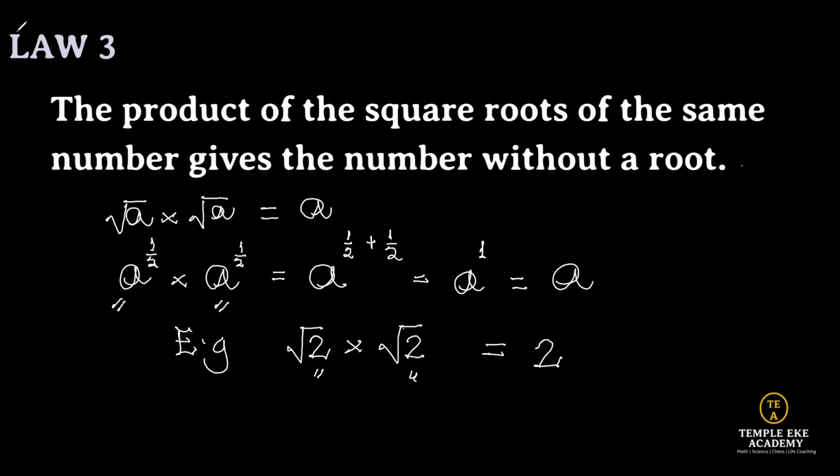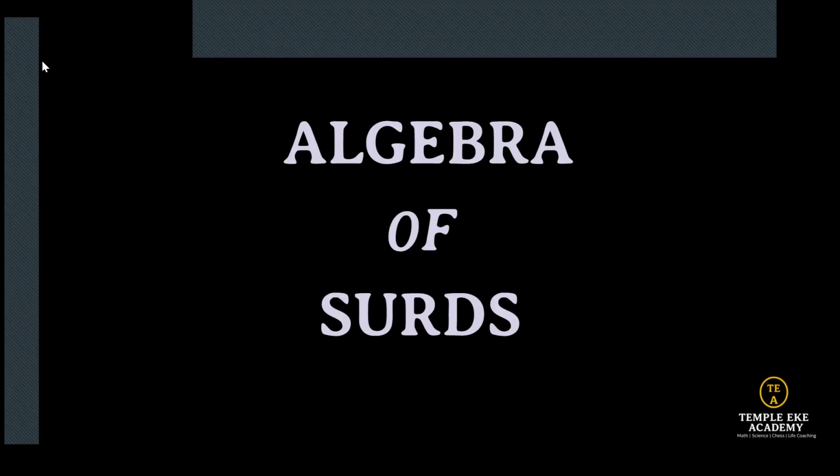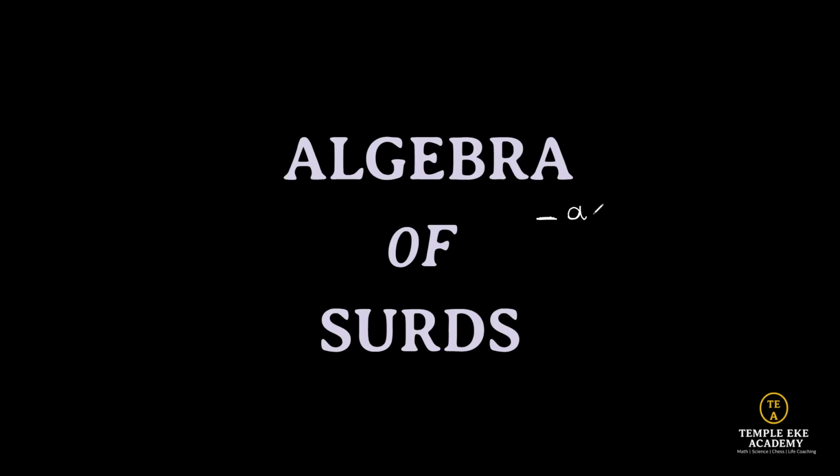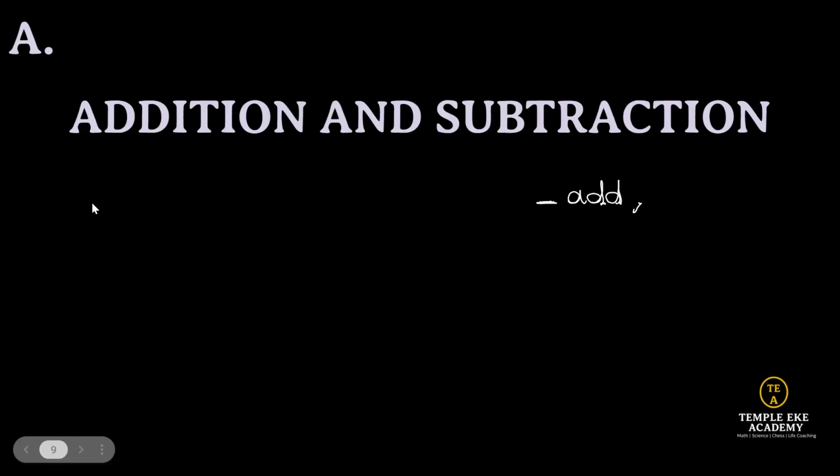Let us go ahead now and consider some illustrative calculations on how to apply these laws, specifically the algebra of surds. In the algebra of surds, we are looking at how surds interact, and we're going to follow the laws that we have just studied. These interactions can be by addition, subtraction, multiplication, or division. Let's get into it. Addition and subtraction will be considered first.